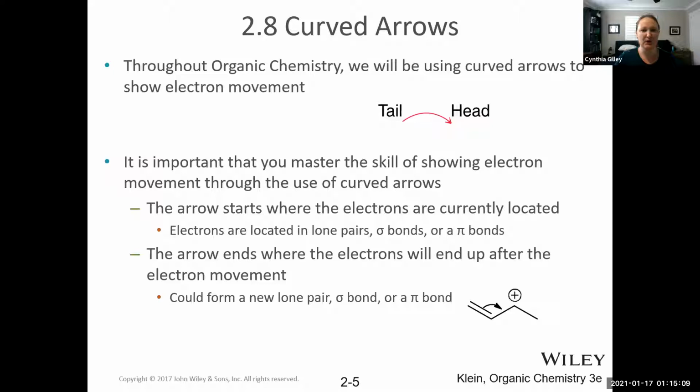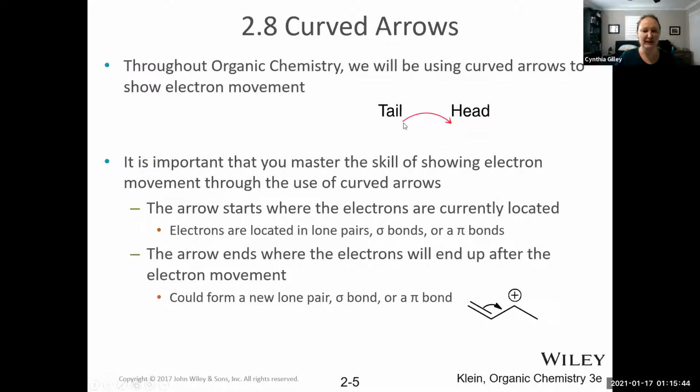So hopefully you recall when you took Organic Chemistry 1 that you started using curved arrows to show electron movement. Curved arrows are super important, and it's important to me that you master the skill of drawing curved arrows properly. We talk about the arrow tail, that's where the arrow starts, usually where people start drawing their arrow. And then it moves over to the arrow head. And both the placement of the arrow tail and the arrow head are important.